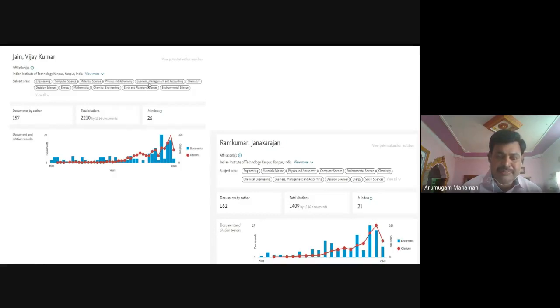And in unconventional machining, there are two people. One is V.K. Jain, author of a book on unconventional machining. He is from IIT Kanpur and has 157 documents. Particularly, he does research in unconventional machining. And again, Ramkumar Janagarajan, who belongs to Trichy, is working at IIT Kanpur. He is one of the biggest scientists in the area of composite machining, and he machines other materials also. He is good, doing unconventional machining.